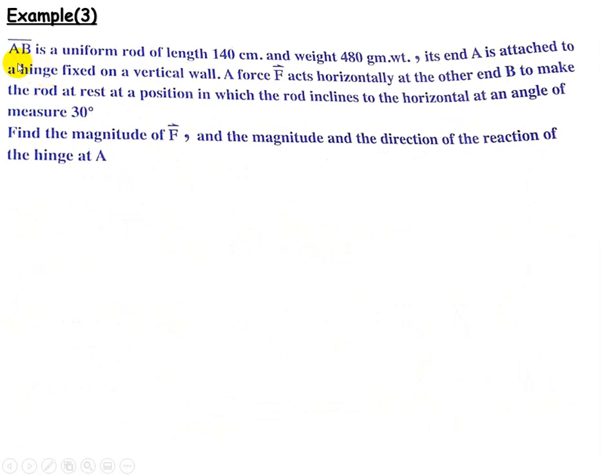Exercise number 3. AB is a uniform rod of length 140, weight 480 gram weight. Its end A is attached to a hinge fixed on a vertical wall. A force F acts horizontally. So from here we know that the rod is not horizontal, so I will draw it inclined.